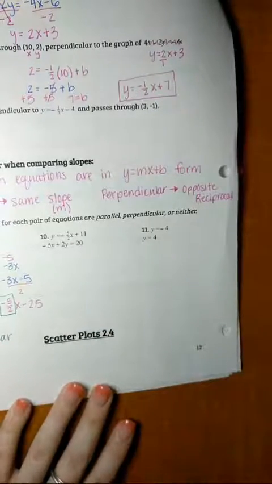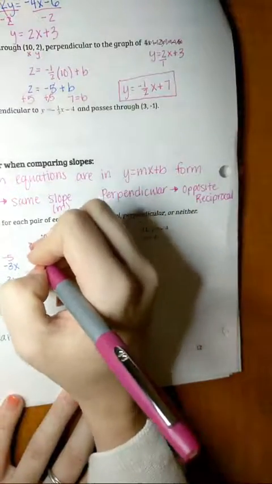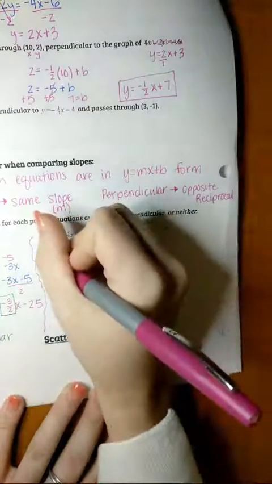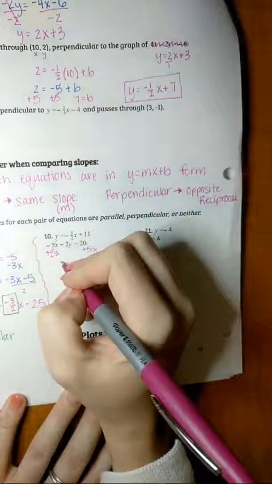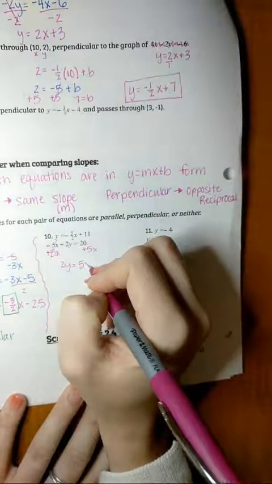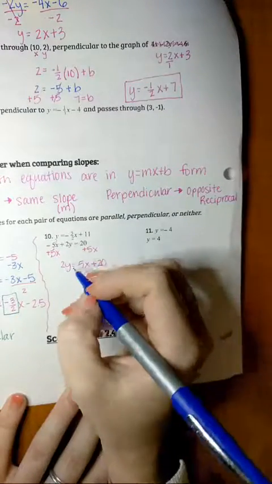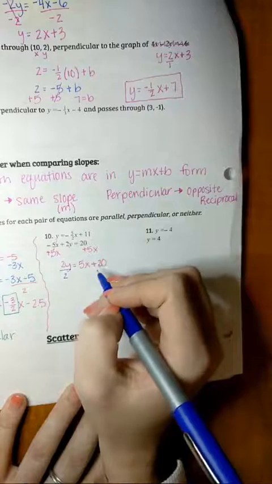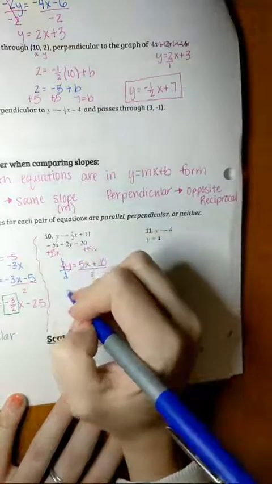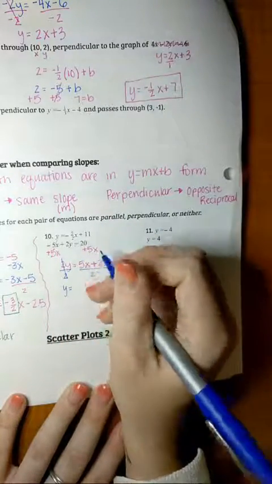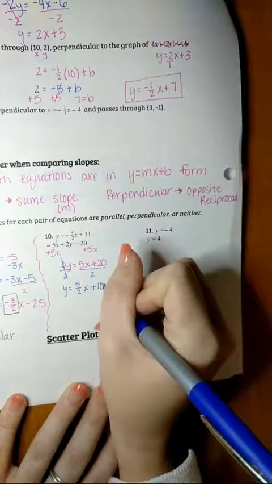Okay. So this one I have to change the bottom one. So I'm going to start by adding 5x to both sides. 2y equals 5x plus 20. Divide by 2. So y equals 5 halves x plus 10.